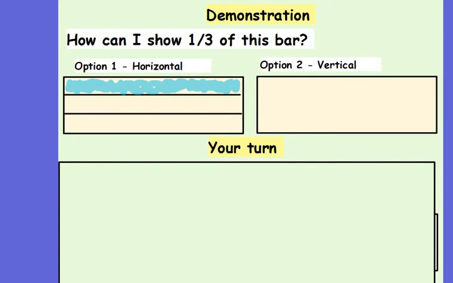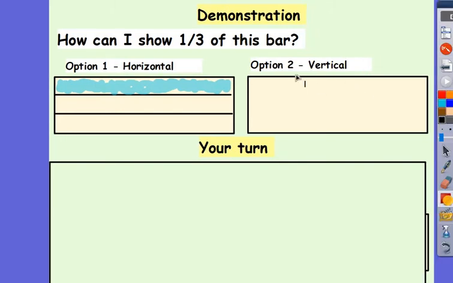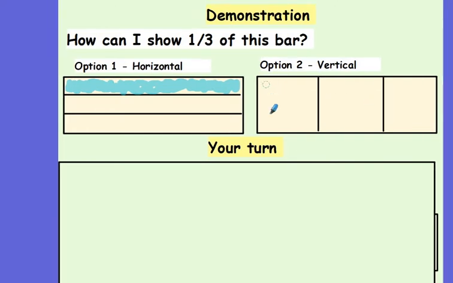The other way I could have done it is I could have done it vertically, so from top to bottom. I could have split my bar into 3 equal pieces this way. And then as long as I shade in just one part of them, like so, I've shown a third. So there's 2 different ways I could split a bar to show a third.